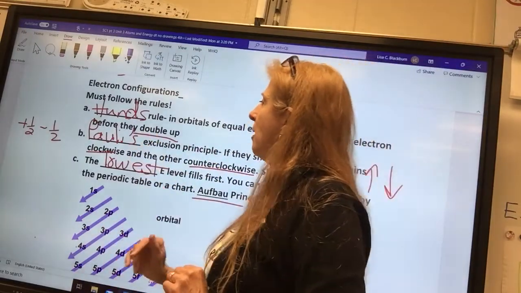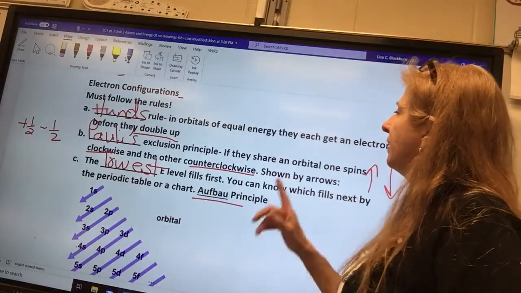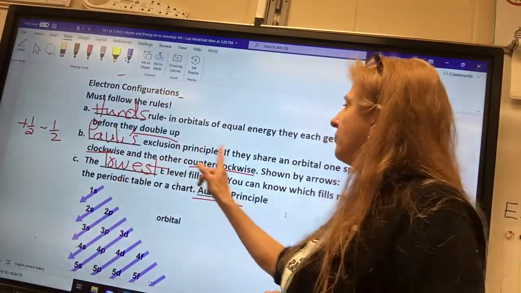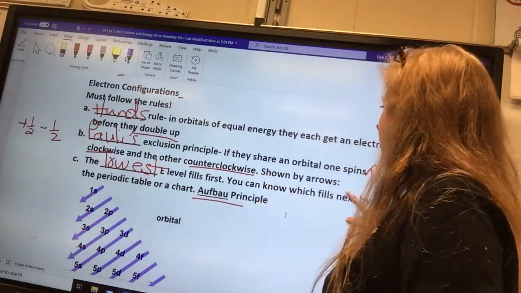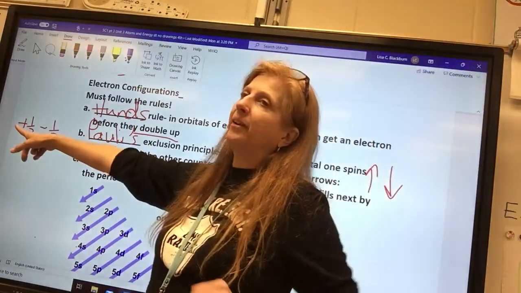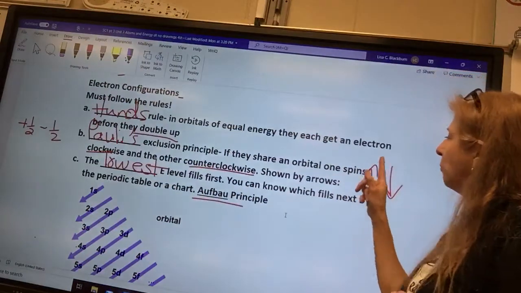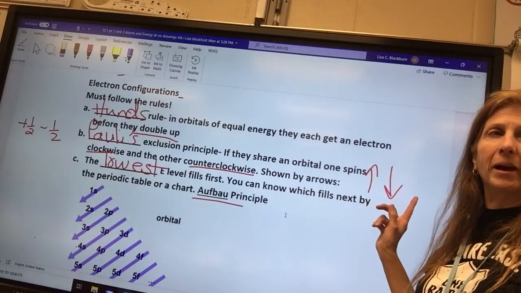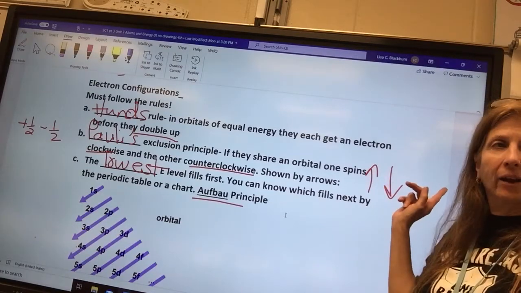Okay, the next one is called Pauli's exclusion principle, and it's if they share an orbital, if they share a room, one spins clockwise and one counterclockwise, and that is shown by plus and minus a half, or it's shown by one arrow up and one arrow down. Okay, everybody understand what that is? An arrow up and an arrow down.